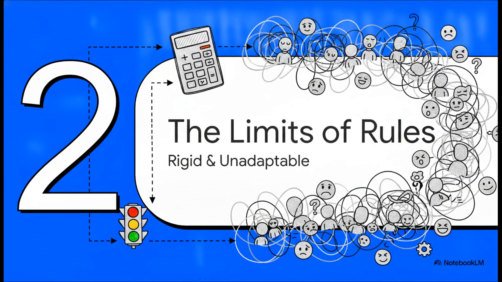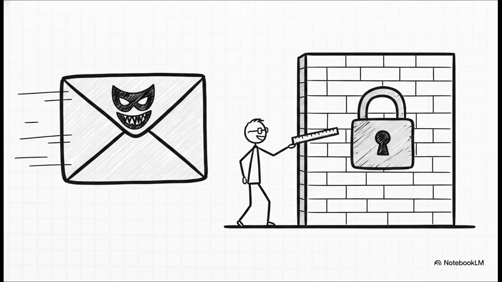Moving on to Section 2, the limits of rules. So rigid rules are fantastic for adding numbers or cycling traffic lights. But man, they completely shatter when forced to deal with the messy, unpredictable nuances of real human life.